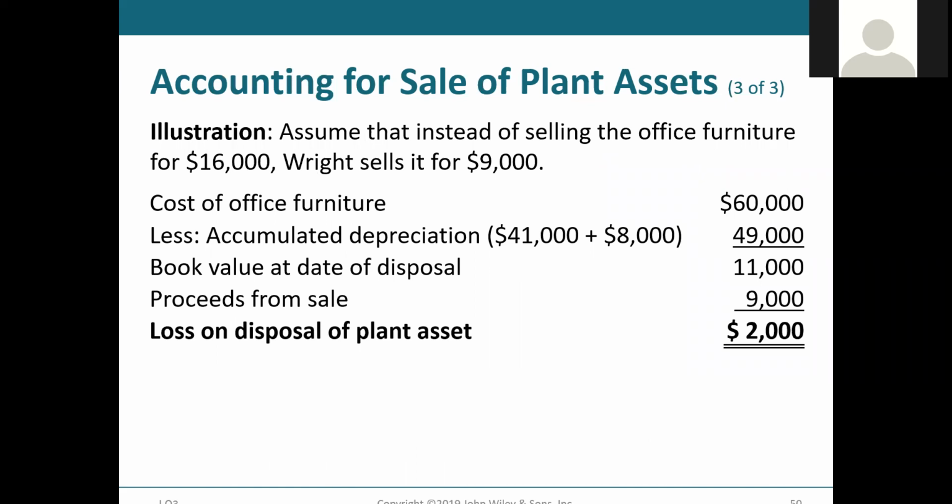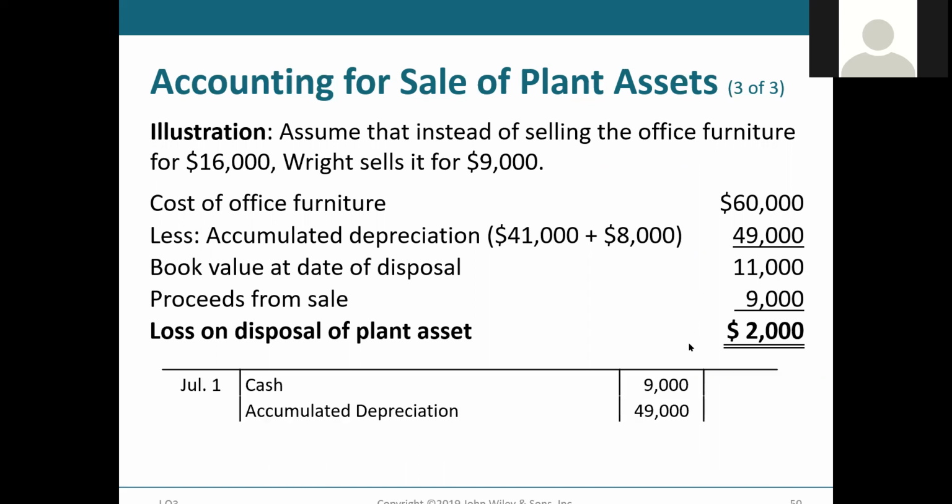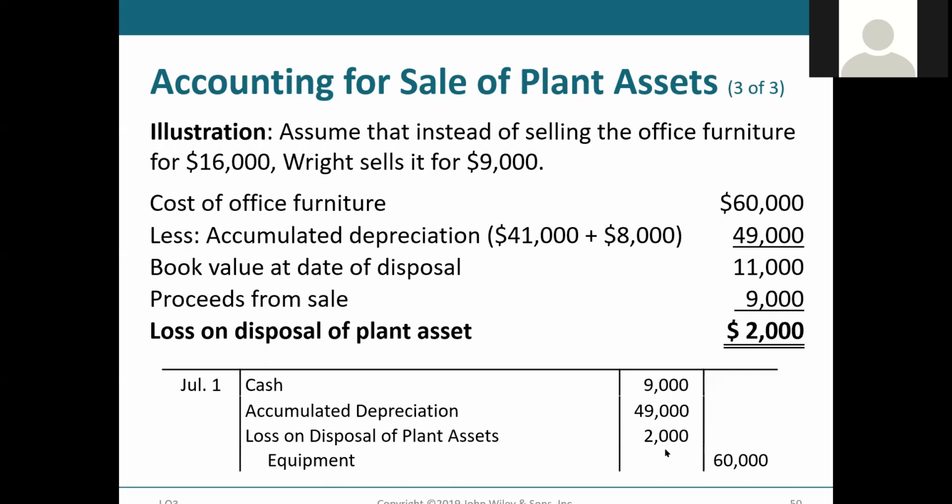Well, instead of selling the office furniture for 16, they sold it for 9. So we're going to have the same calculation. This time, it's going to be a loss of $2,000. Again, we debited cash at 9,000. We debited the accumulated depreciation. We credited the original cost of the asset. The difference is the gain or loss. In this case, it's a $2,000 loss.